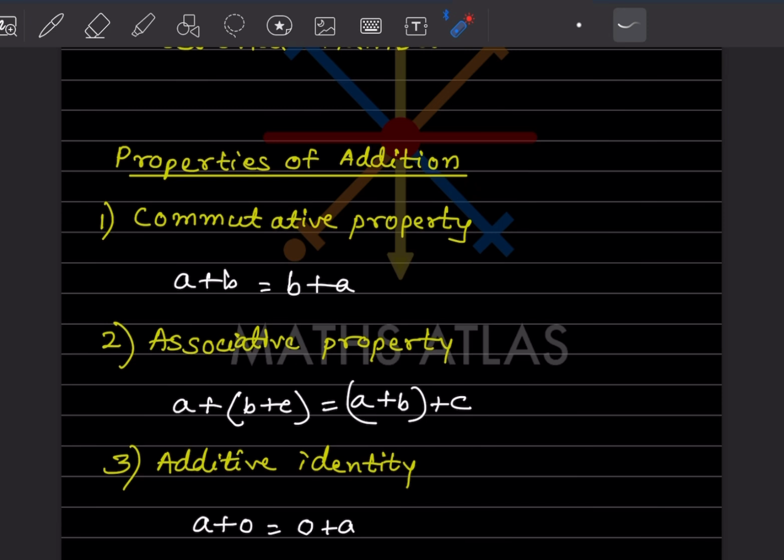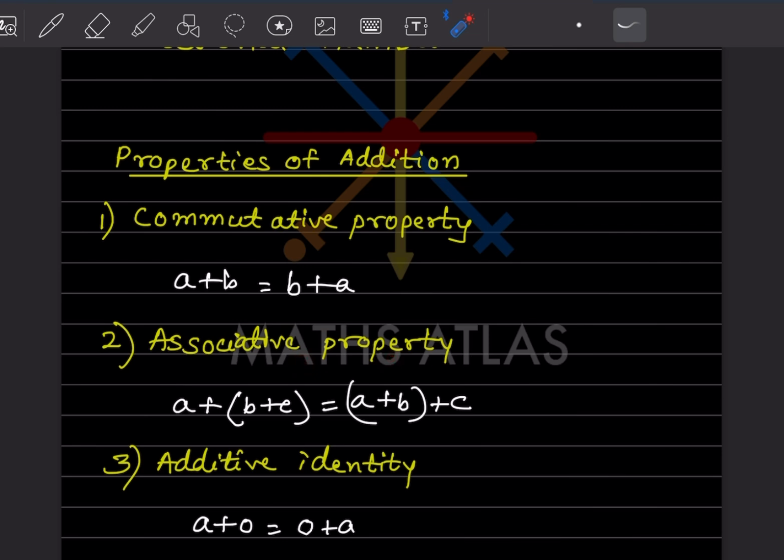Now let us see some of the properties. The properties of addition. The commutative property means a plus b is equal to b plus a. Suppose I write 2 plus 3, a is 2 and b is 3. So this will be 3 plus 2. So 5 is equal to 5.